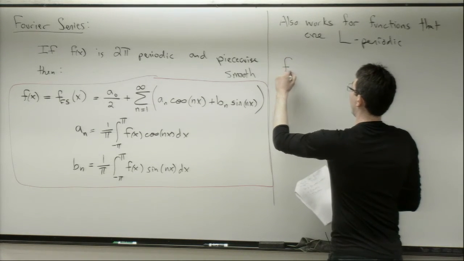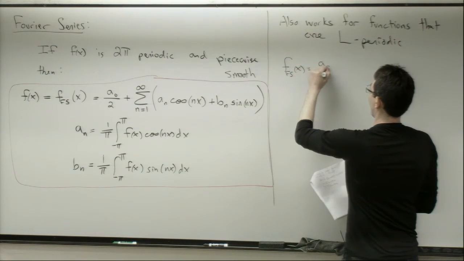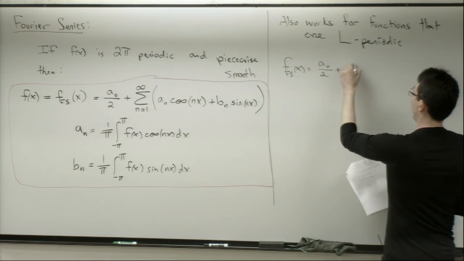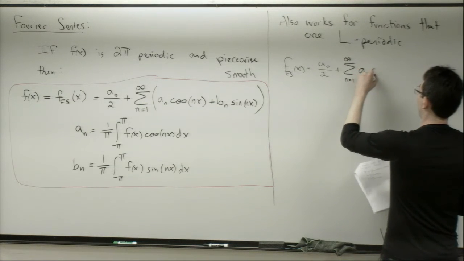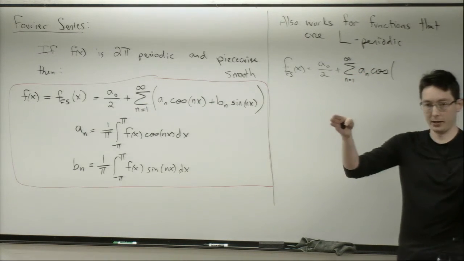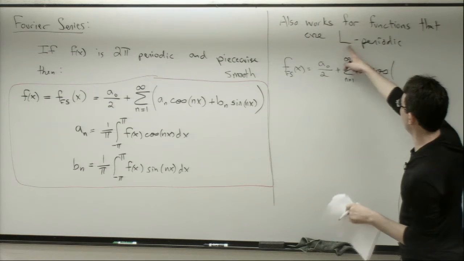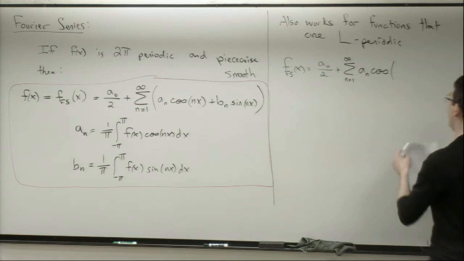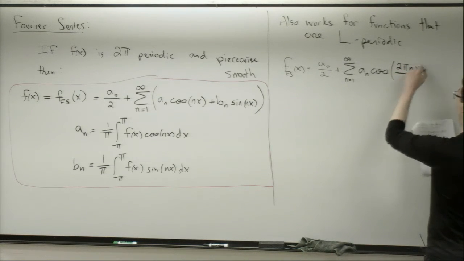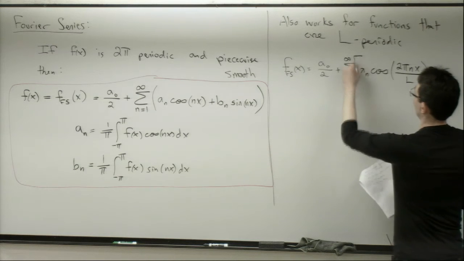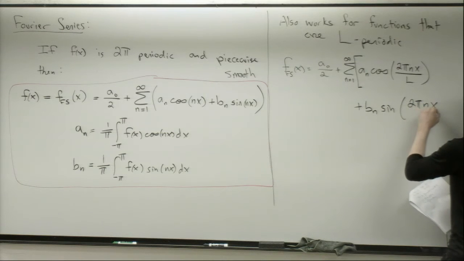So my Fourier series is still equal to some constant plus an infinite sum, n equals 1 to infinity, of a constant an times cos. But now my cos has to have period of L. So these are going to be harmonics of the 0 to L length. So these are going to be cosines of 2 pi nx over L plus bn times sine of 2 pi nx over L.